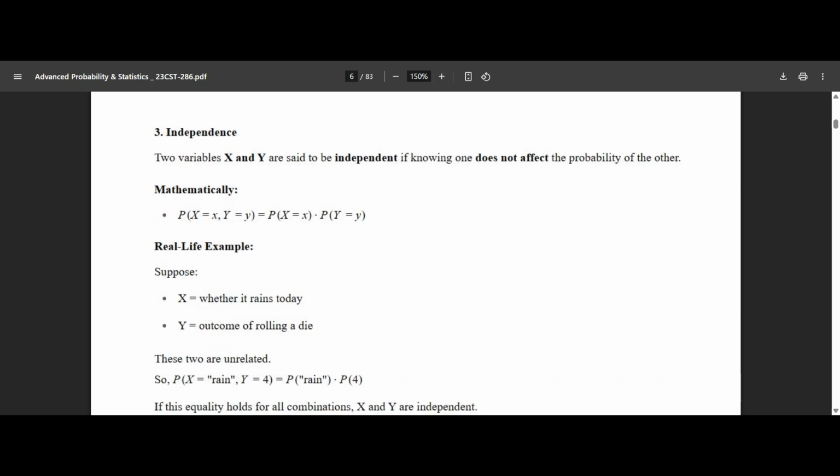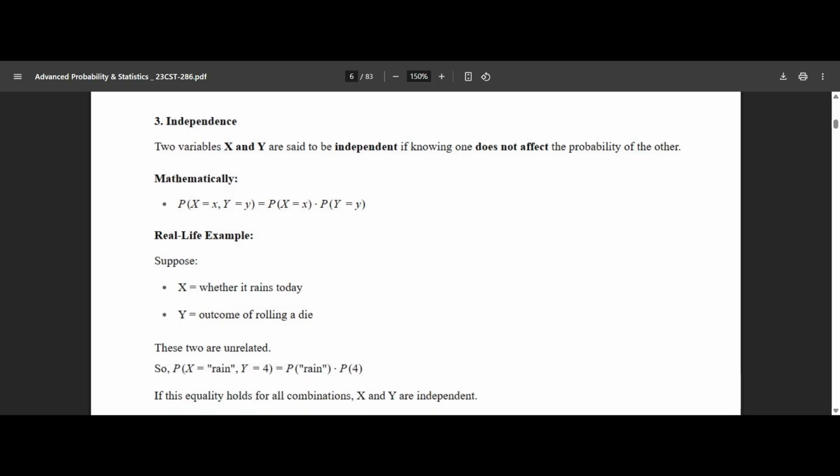Third topic here is independence. अब independence is quite an important topic because इसकी proofs भी आ सकती हैं 2 या 5 marks में, और who knows luck अच्छा हो तो 10 marks में भी. Independence क्या होता है? Two variables x and y are said to be independent if knowing one does not affect the probability of the other.